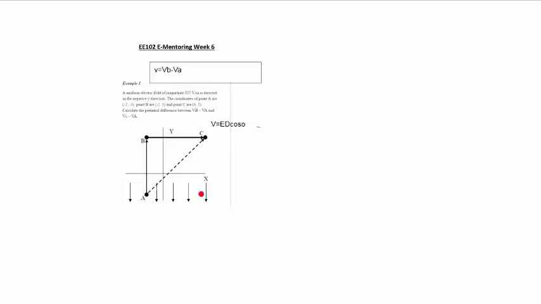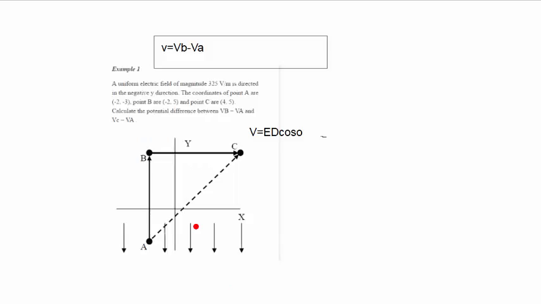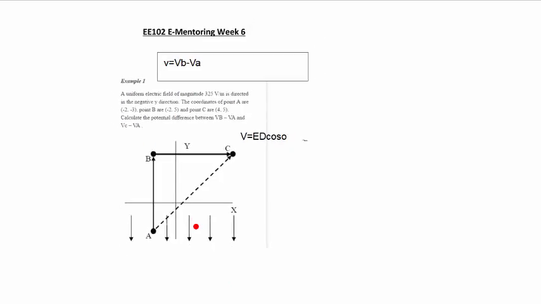If you look at the first question, it says: a uniform electric field of magnitude 352 volts per meter is directed in a negative y direction. The coordinates of point A are (-2, -3), point B are (-2, 5), and point C are (4, 5). Calculate the potential difference VB minus VA and VC minus VA.